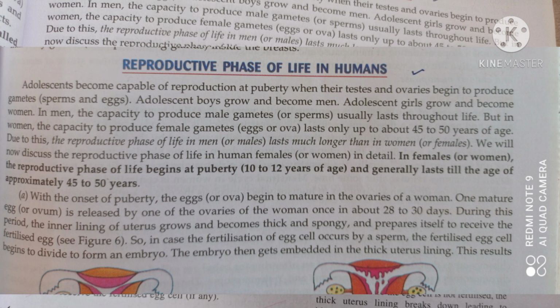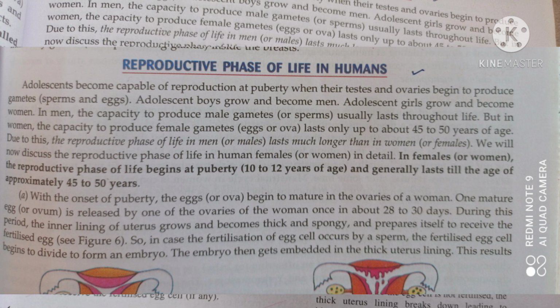Now let us learn the reproductive phase of life in humans. Adolescents become capable of reproduction at puberty, when their testes and ovaries begin to produce gametes, that is sperms and eggs. Adolescent boys grow and become men. Adolescent girls grow and become women. In men, the capacity to produce male gametes or sperms usually lasts throughout life. But in women, the capacity to produce female gametes, that is eggs or ova, lasts only up to 45 to 50 years of age. Due to this, the reproductive phase of life in men or males lasts much longer than in women or females.